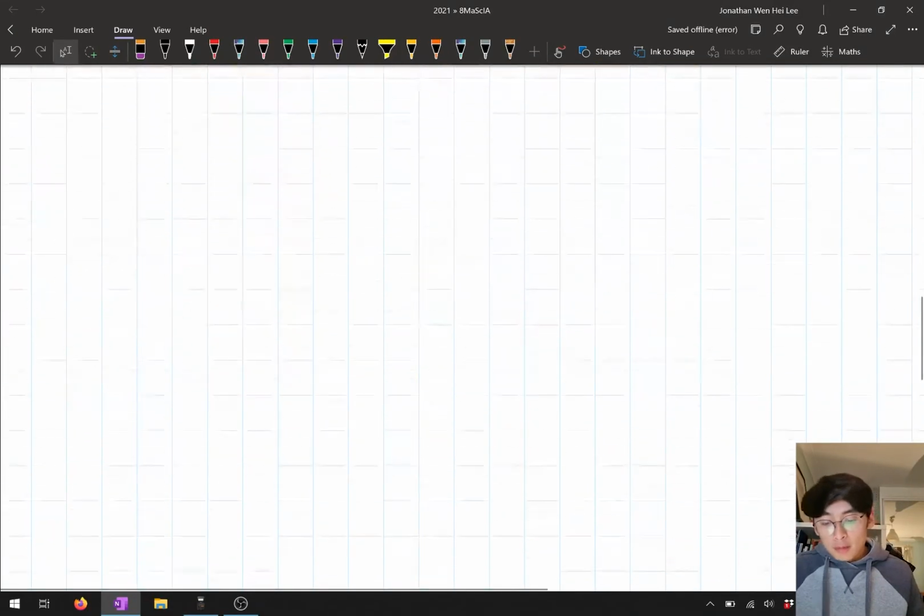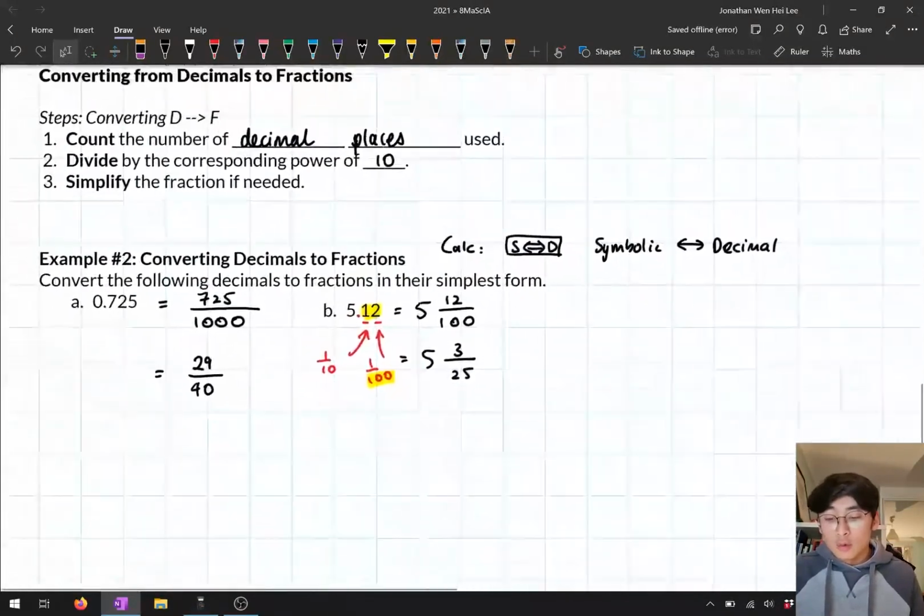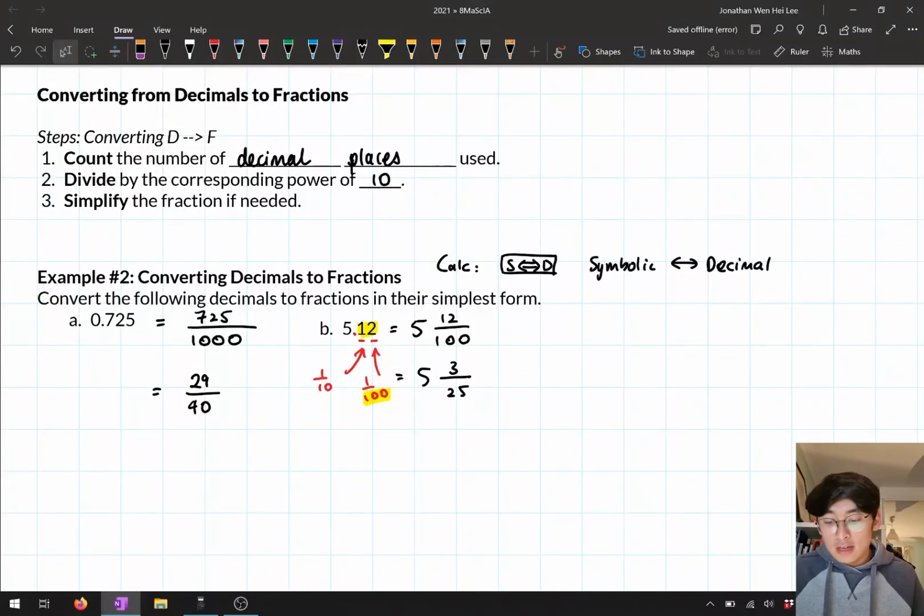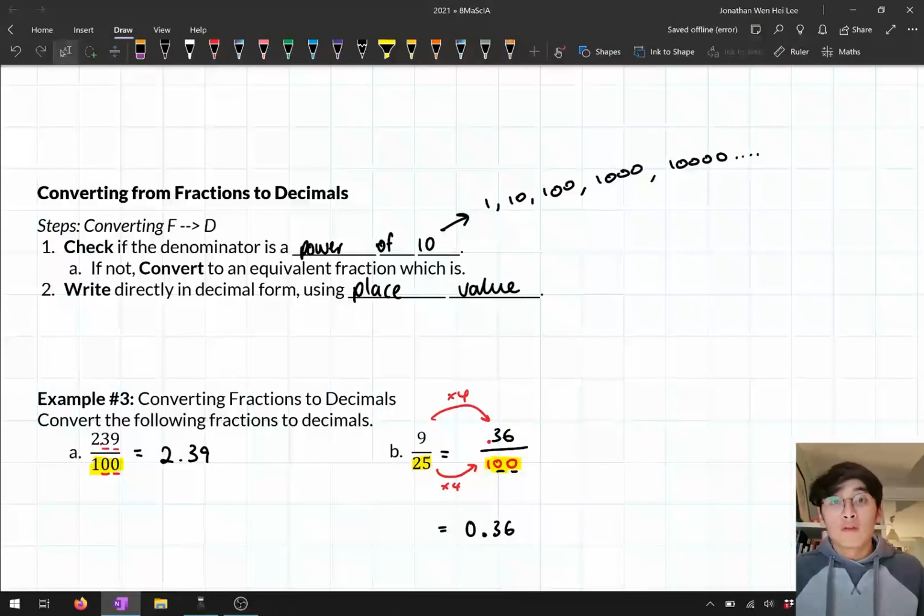Then from here, we actually converted decimals to fractions. And what we had to do was divide by the corresponding power of 10. And so we counted up the decimal places, and we noticed, okay, we just divide by whichever corresponding power of 10 we need. And then the final thing was we converted from fractions to decimals. We worked backwards, and what we had to do here was just rewrite our fraction with a power of 10 at the bottom, and then we could actually convert to a decimal quite quickly.